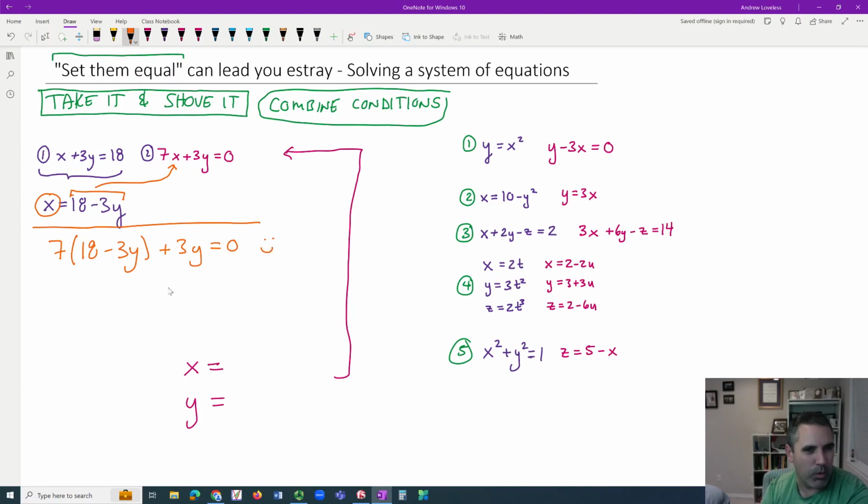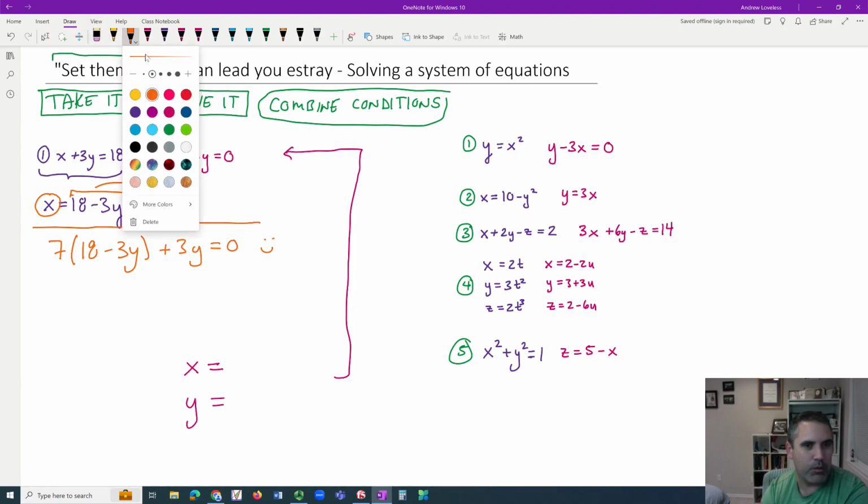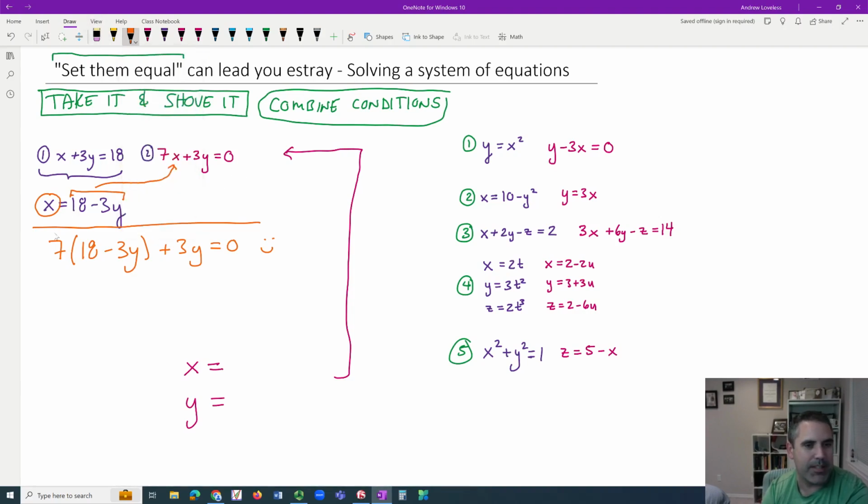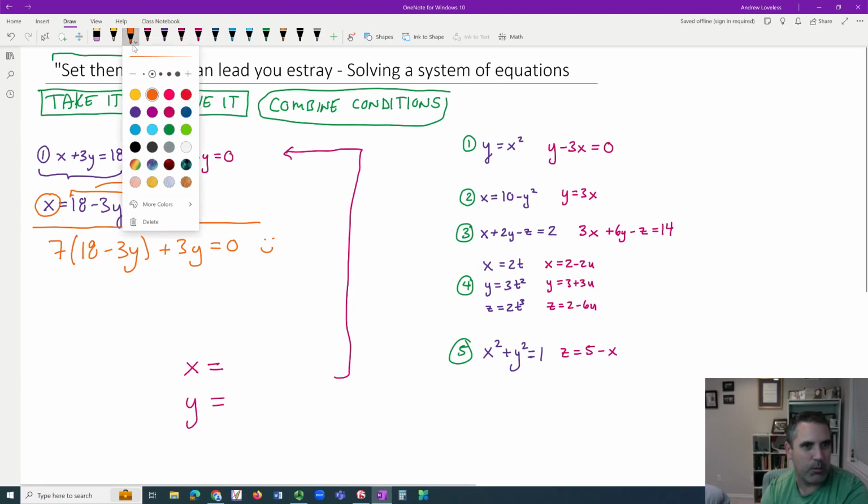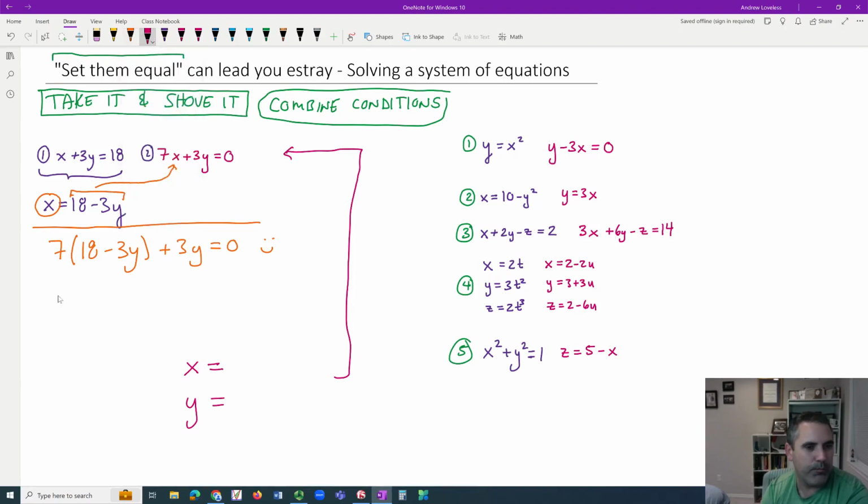I'm not afraid of one equation with one variable. I know some students are. But my goal just becomes, this is success. I went from 2 equations with 2 variables to 1 equation with 1 variable, and now I can solve. So I would do 7 times 18, whatever in the world that is, minus 21y plus 3y, and you would just keep going till you solve.